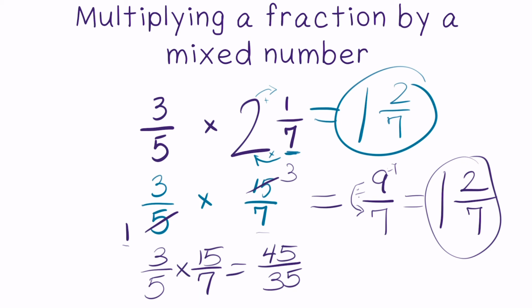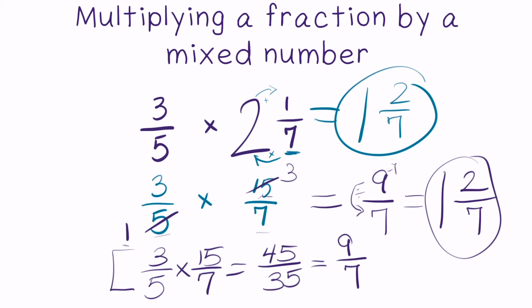It's important to note, and I'm going to show you here at the bottom, that if I had not canceled out the 5 and the 15, and had continued to multiply using 3/5 times 15/7, my answer would have been 45, that's 3 times 15, over 35, that's 5 times 7. And once I got that answer of 45/35, I could have simplified from there. See, 45 and 35 both have a common factor of 5. If I divide 45 by 5, I get 9. And 35 divided by 5 is 7.